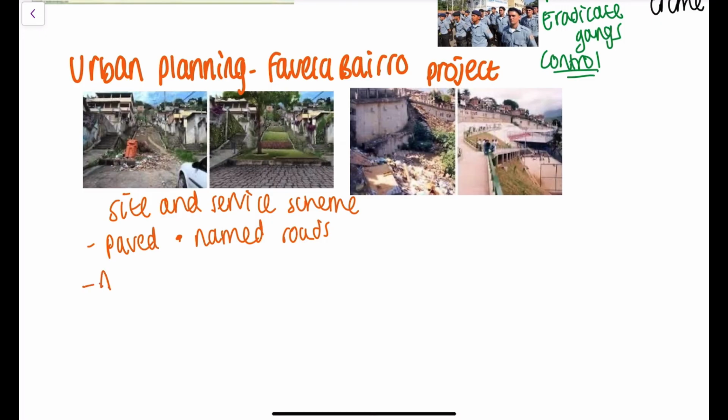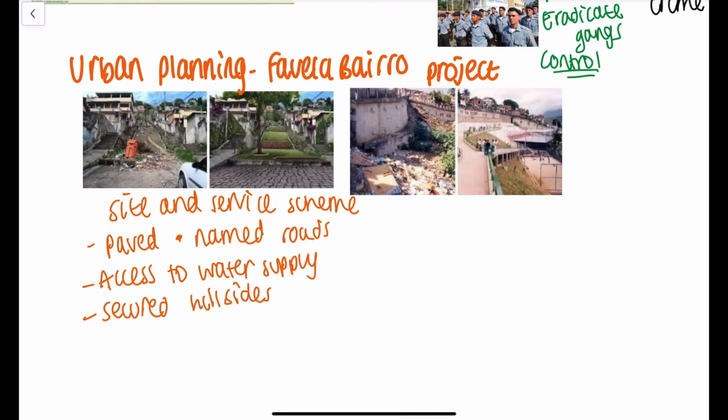Now, what they did here was they paved and formally named roads, they increased access to water supply and increased drainage systems for improved sanitation. They secured the hillsides to prevent landslides, or people relocated where necessary. They built new health, leisure, and education facilities. And in addition to this, there was an installation of a cable car to the commercial centre, and each person that lived there had one free return ticket a day.